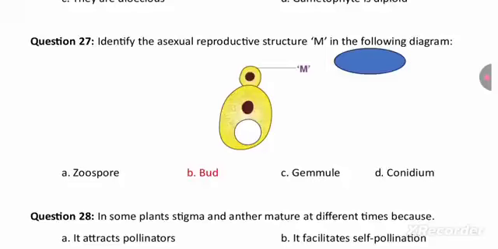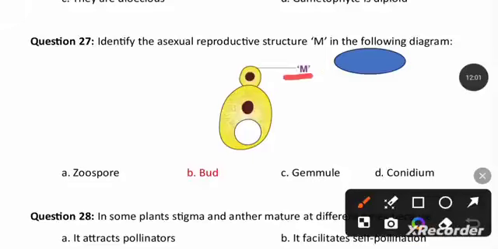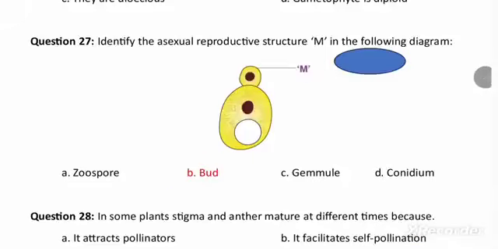Identify the asexual reproductive structure in this case. This is a yeast, where M is identified as a bud, which is an asexual reproductive structure.